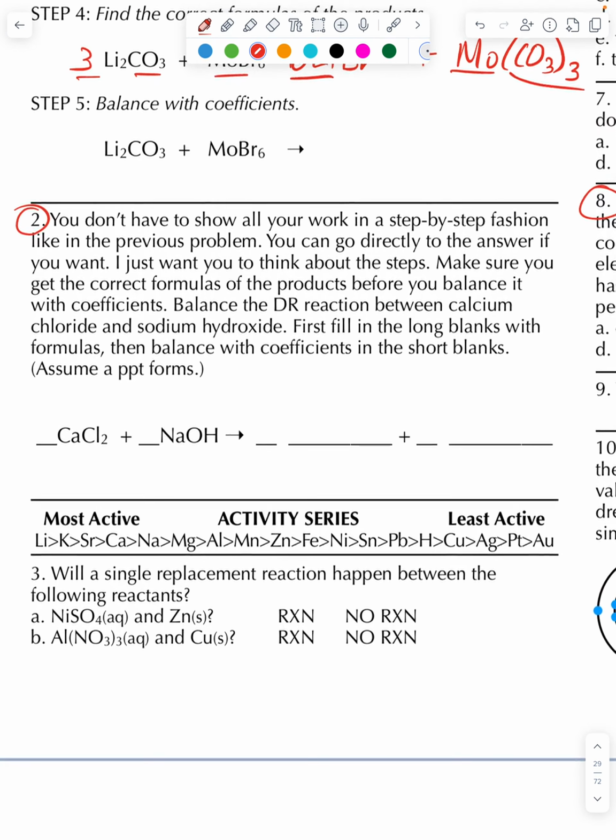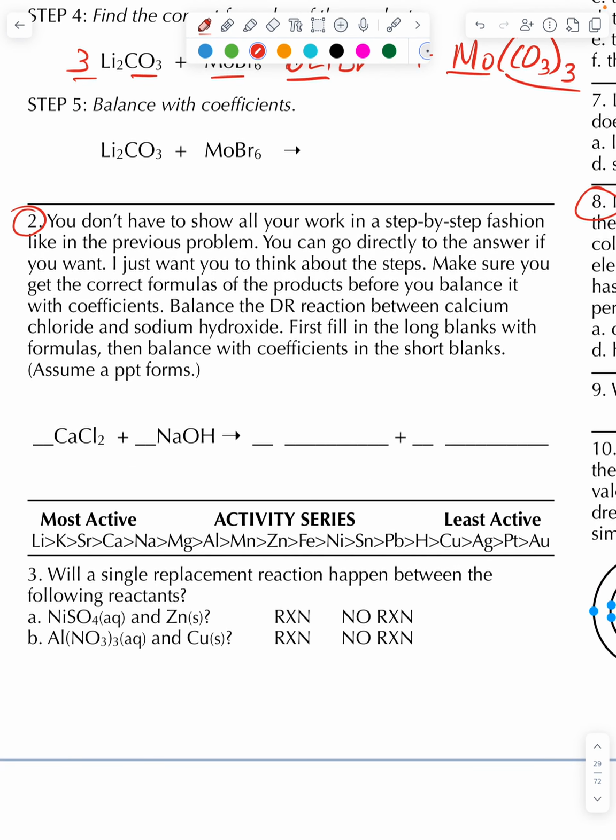So in fact, let's do one right now. Let's figure out a double replacement for this. So let's first identify the charges of all these ions. Calcium's +2, chlorine's -1, sodium is +1, hydroxide is -1, not O and H, just hydroxide. So we're going to partner them up.